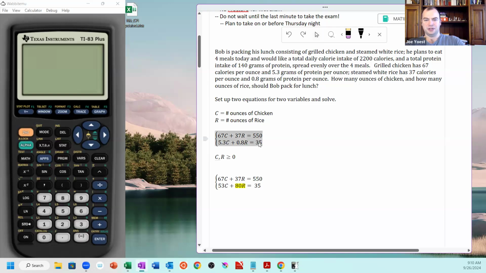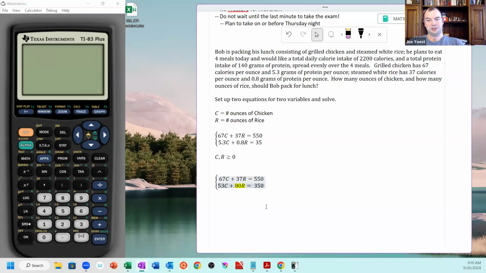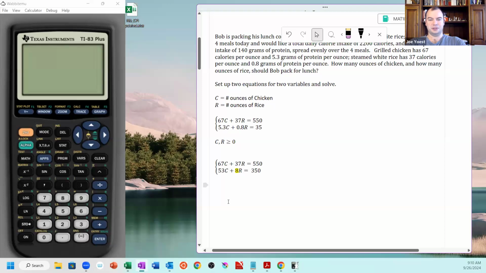And what I said is I wanted to clear my decimals in the second equation, so I multiplied everything by 10, and I ended up multiplying 5.3c to 53c. That looks good. 35 to 350, that looks good. But I multiplied, for some reason, 0.8. I wrote down 80, and that should be just 8. So that was the error last time. Now that we have that error fixed, let's go through and do this.